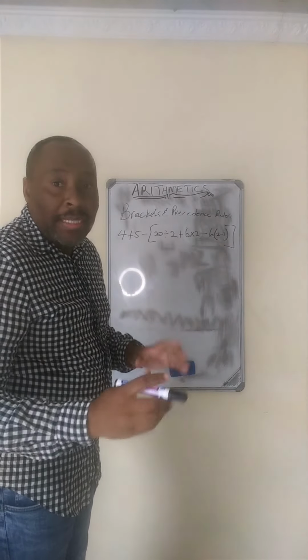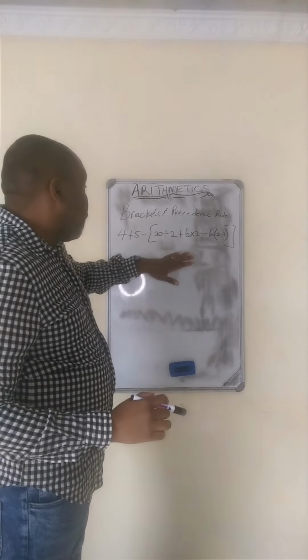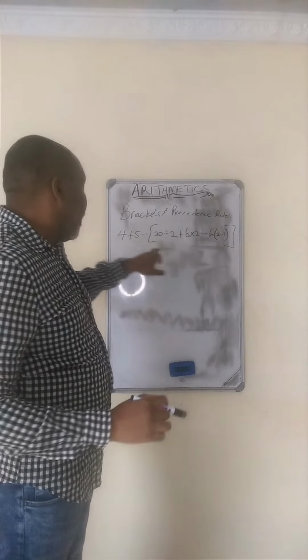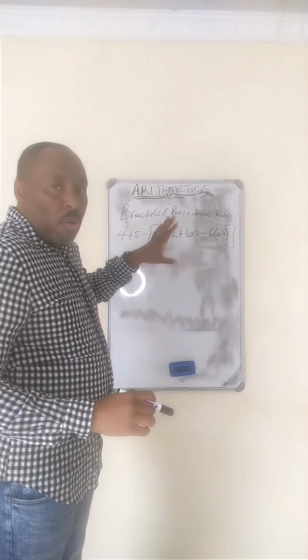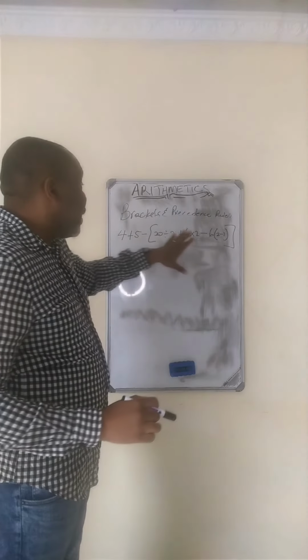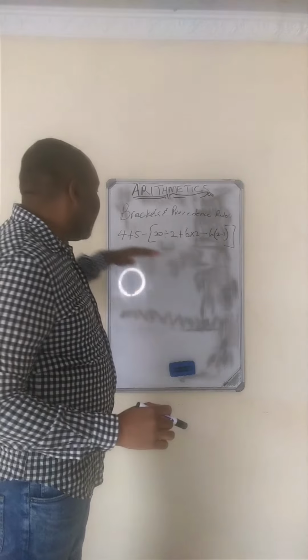Now we have another situation here. We have a bracket within a bracket. What do we do in that case? We have a bracket within a bracket. So we have our numbers, we have our equation as it is. Here it is.